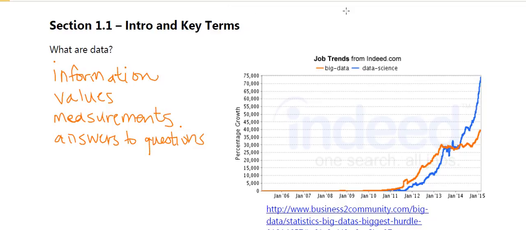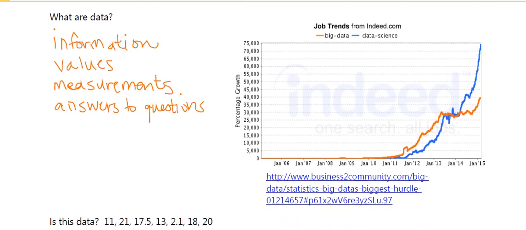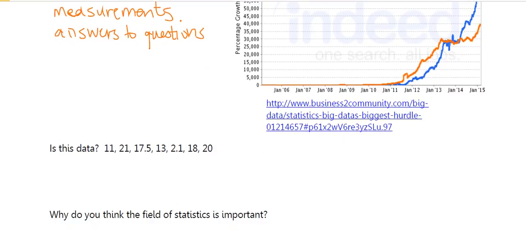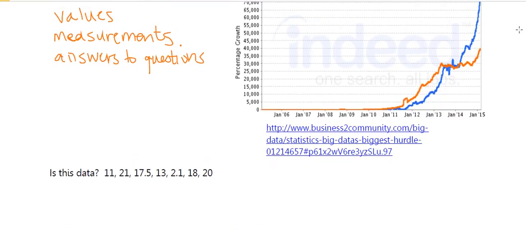So I have a question for you though. Here are some numbers. Is this data? Well, they are values. We don't know where they're coming from, if they're measurements or answers to questions. And in fact, we really don't know anything about these numbers. There's no units. So something is missing. We need a little bit more than just the values in order to be data. What we're missing is the context. We don't know where, when, why these values were collected. So yes and no, this is data, but this is only part of the data.